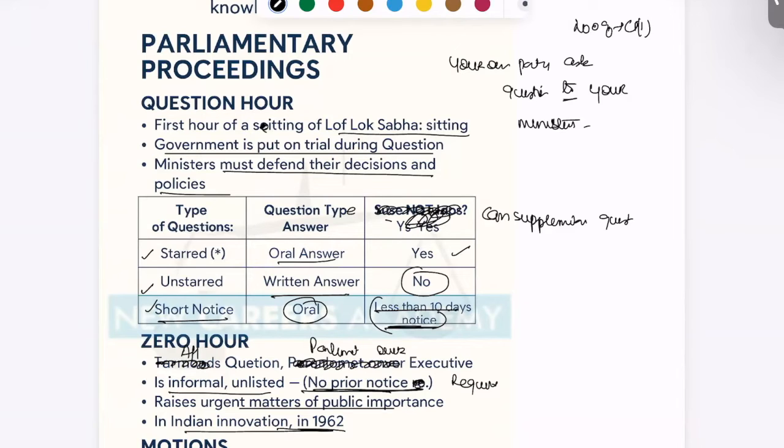Similarly, there are two MPs who are presently in jail, but still MPs, not convicted. They're charged. Can you name these two MPs right now? There are still two MPs, one from Punjab and one from Jammu and Kashmir. There are two MPs right now who are not convicted, who are only charged.